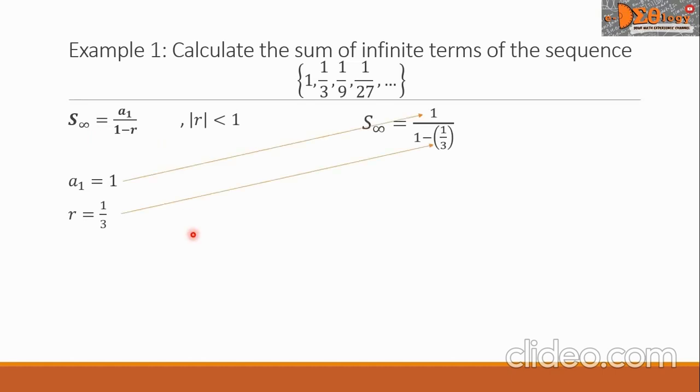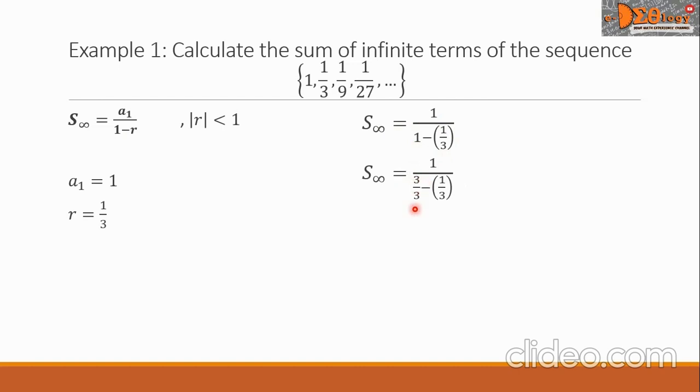Substituting the values, a sub 1 is now changed into 1. The r is now changed into 1/3. Let us simplify further. Let's begin with our denominator. This whole number 1 we will convert into a fraction with the same denominator as 1/3. So what we'll do is multiply this 1 by 3 and put the answer in the numerator of the fraction here.